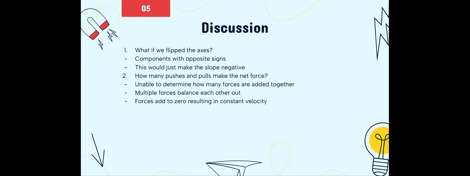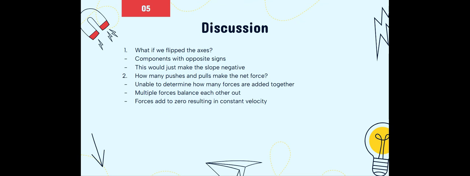So what if we flip the axes so that negative x and x are flipped? Well, this makes the components in the position and velocity graphs flip, so they're negative of whatever they would be, which would flip the sign of the slope for position versus time. In our case, since our slope is negative, it would be positive.